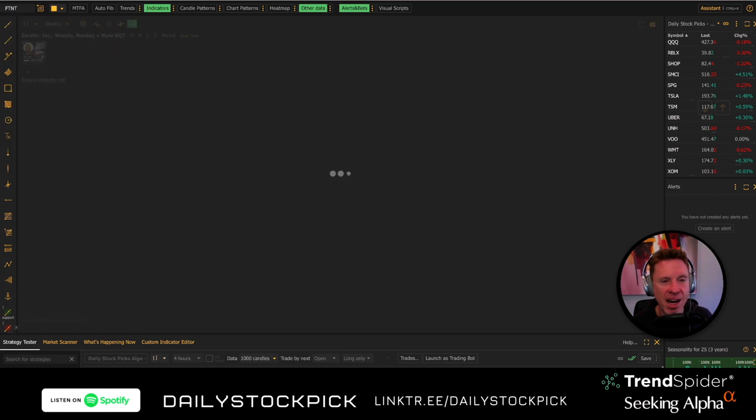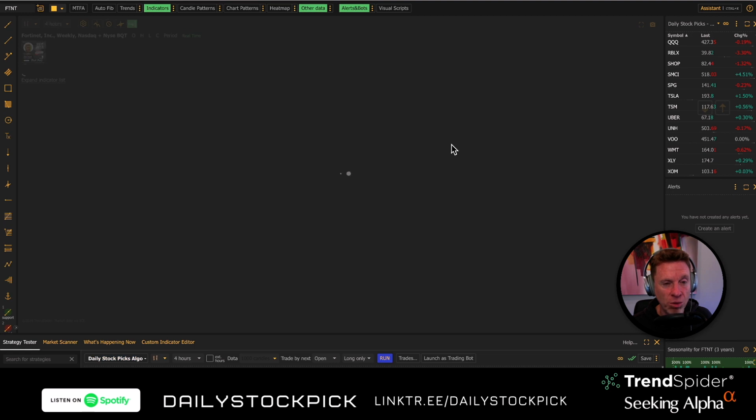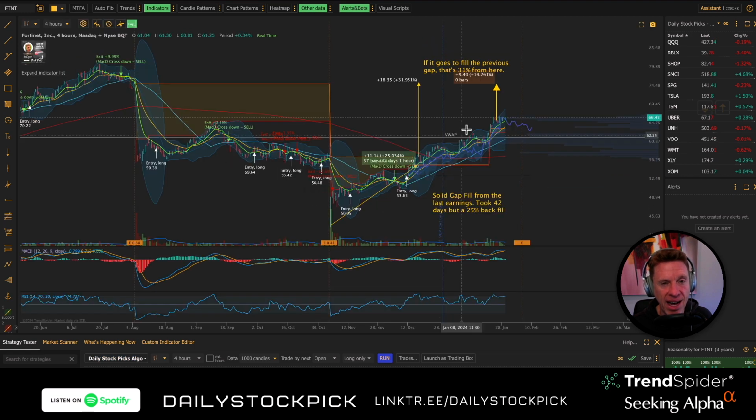Let's see. Fortinet had a cross-up earlier, and this one moved pretty significantly. I've said, hey, we're going to fill that gap up here to 75. We're at 66 right now. We're going to fill that gap. Solid gap fill from the last earnings. It took 42 days, but 25% back. Yeah, so pick and choose.